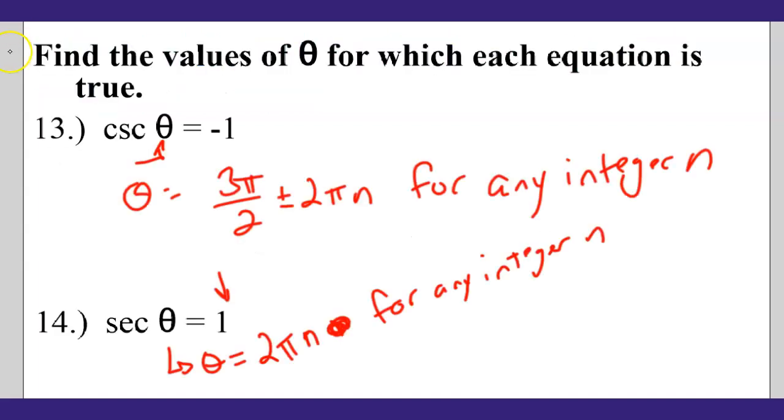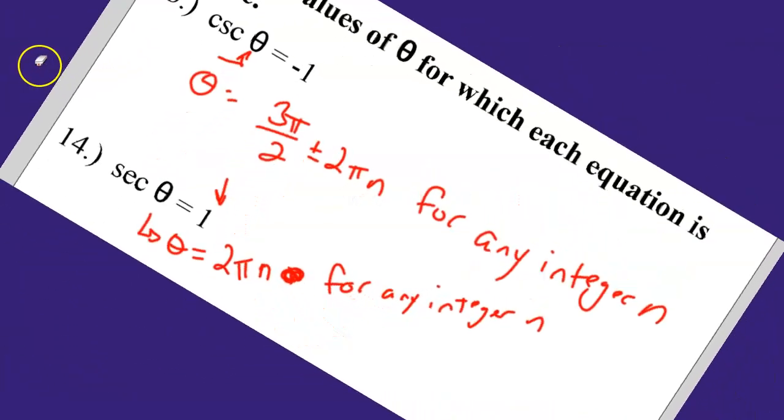So that is going to conclude secant and cosecant. I am actually going to put cotangent and tangent in another video. So catch you later.